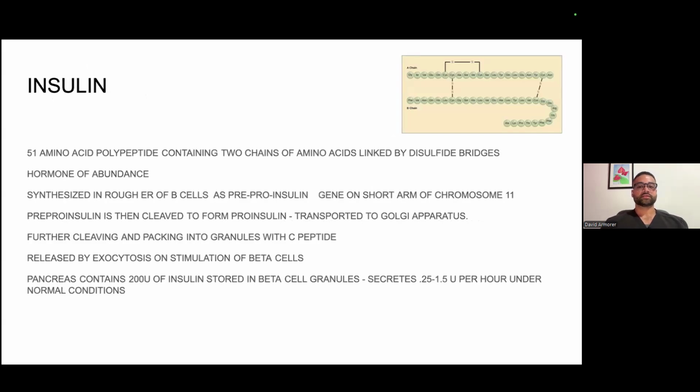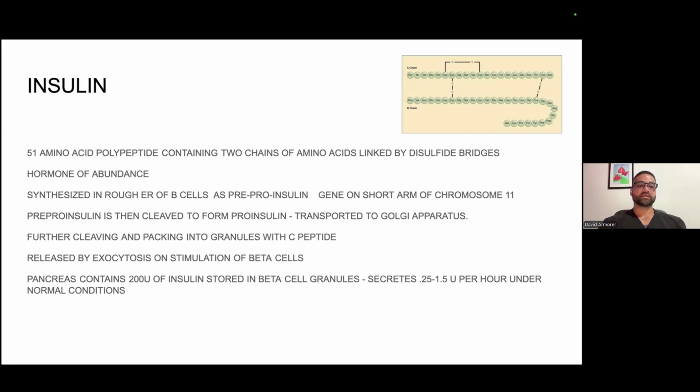So moving on to insulin, up in the corner here, we see the structure of insulin, which is two chains of large amino acids linked by disulfide bridges. So it's a 51 amino acid polypeptide containing two chains of amino acids linked by disulfide bridges.